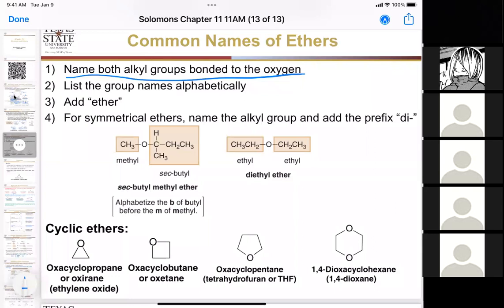So we're going to say on this one, we have a methyl group, we have a sec-butyl group. So that's going to be, remember, sec doesn't count for alphabetization. So we have sec-butyl space, methyl space, ether. So it's really easy to see if you have an IUPAC name because there's no spaces. You have dashes, numbers, brackets, commas, ends, but never do you have a space. Common names have spaces. So in here we have our diethyl ether, the symmetric one.